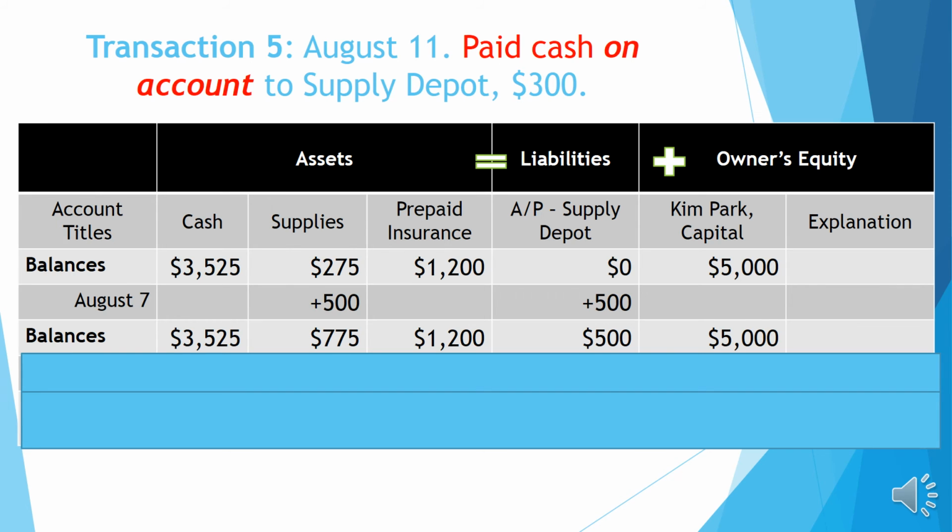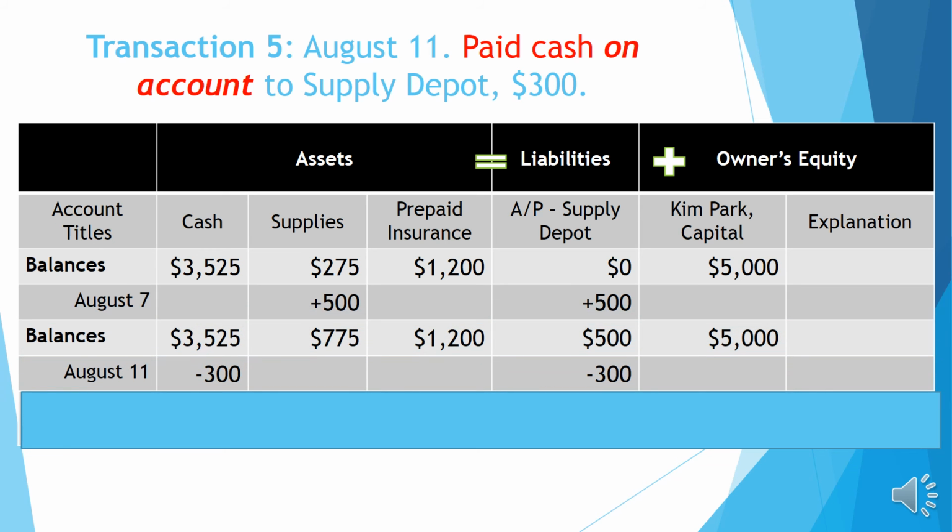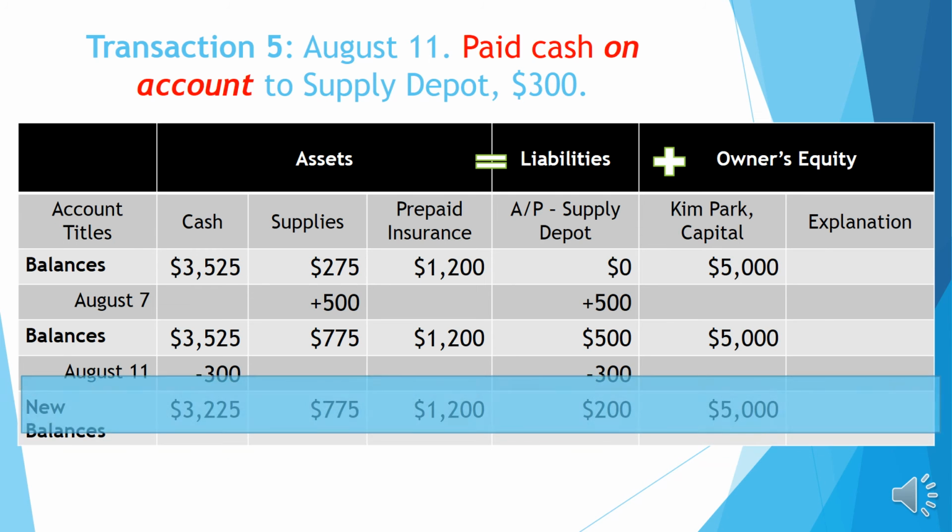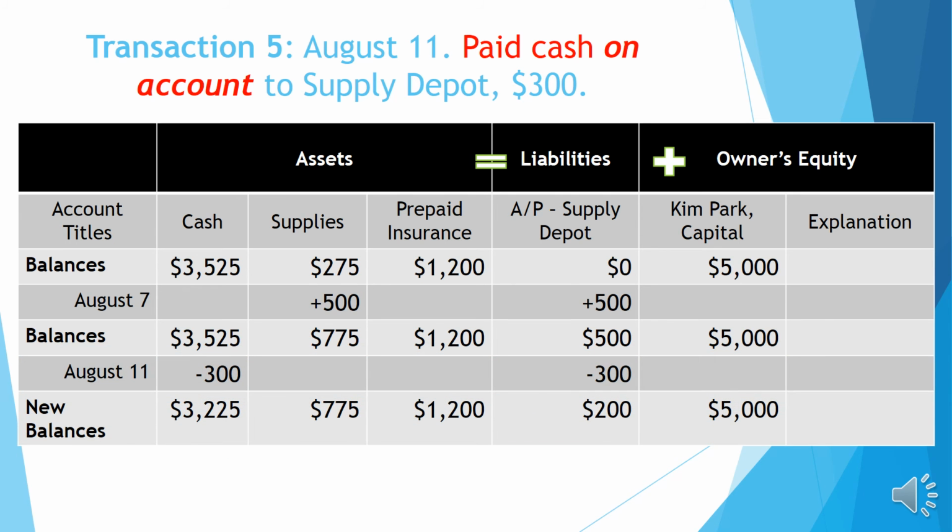So let's record our transaction. We will write a minus $300 underneath the cash. We will write a minus $300 underneath accounts payable, Supply Depot. And then now it is time to calculate our new balance. Cash, $3,225. Supplies, $775. Prepaid insurance, $1,200. Accounts payable Supply Depot, $200. Kim Park Capital, $5,000.